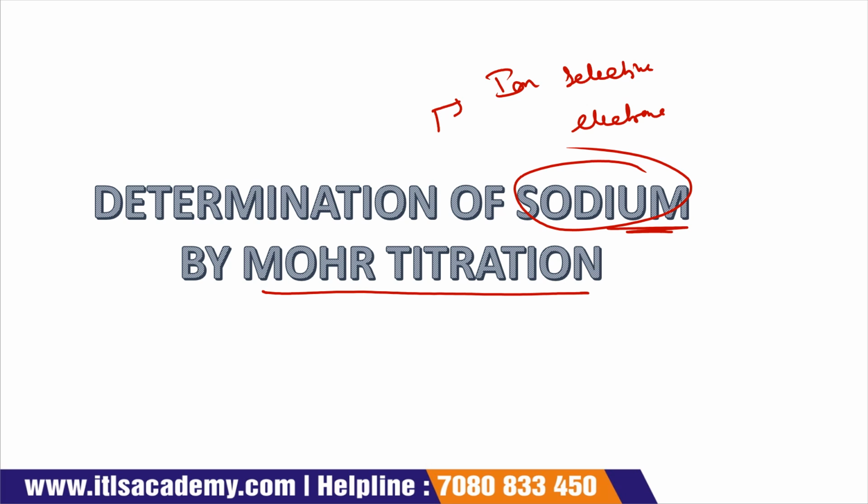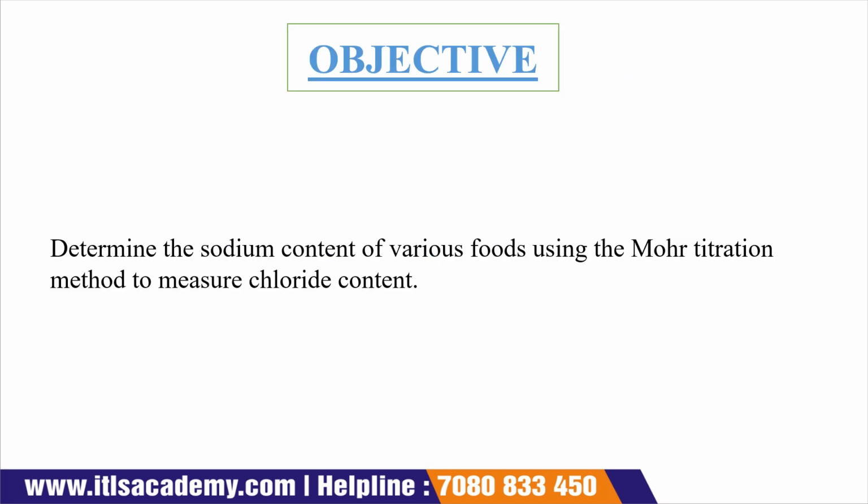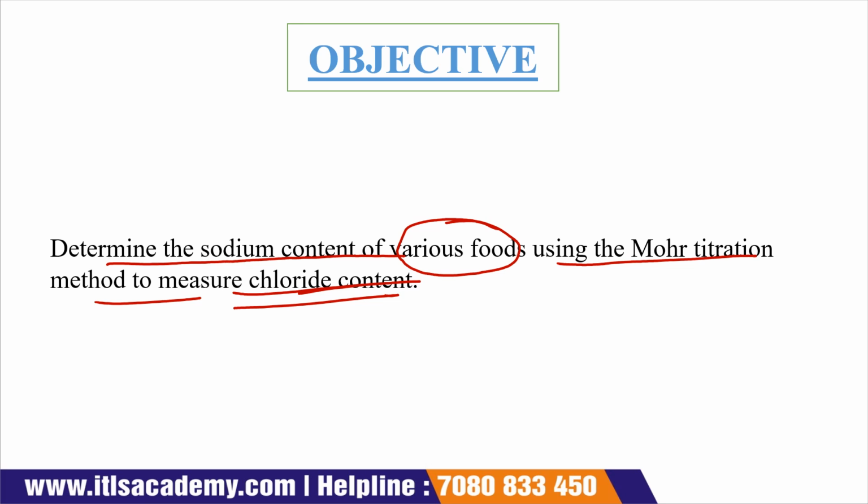Now here we are going to see the objective of this experiment. What we have to do is determine the sodium content by using a Mohr titration, and also determine the chloride content. Here we are taking food as a sample. So determine the sodium content of various foods using a Mohr titration method to measure the chloride content. Again we take potato chips, either cheese, it depends upon the product.